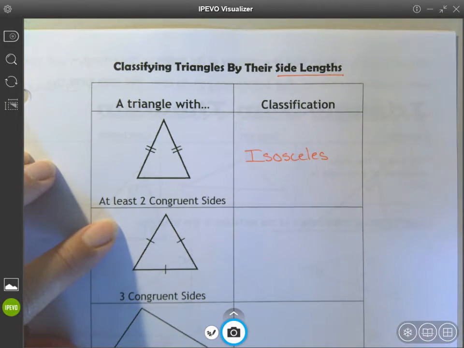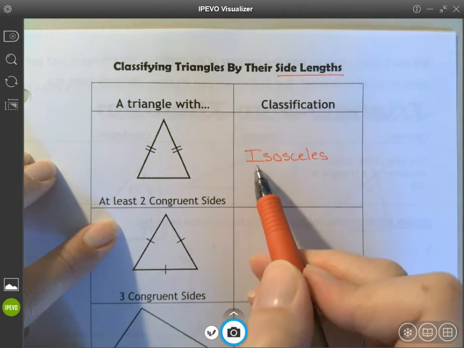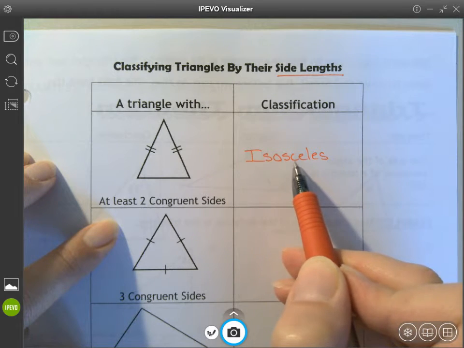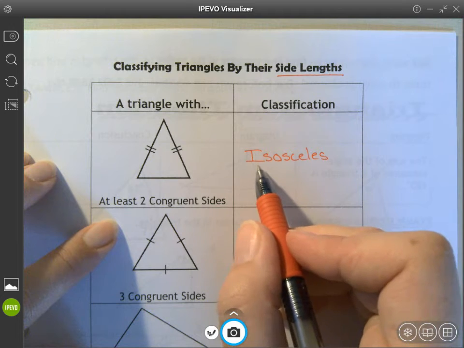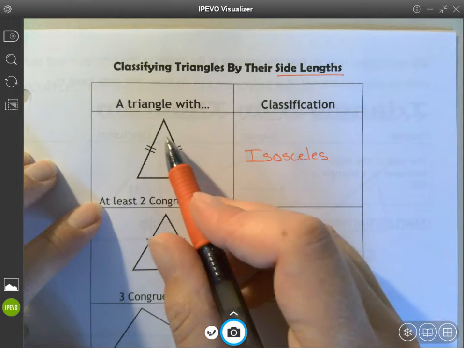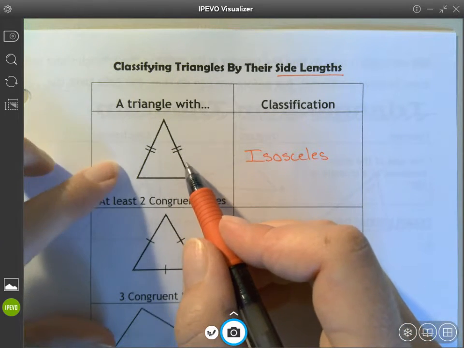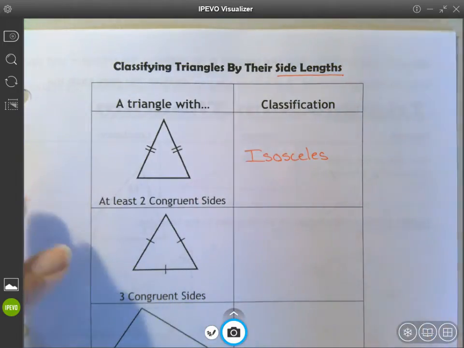I should stop trying to spell. Mess me up. I know. ISOS, and then it's Celes. I don't know. Maybe you think it's dumb. I remember that like ice cream cone. Doesn't that look like an upside down ice cream cone? You got the two equal sides, so isosceles, ice cream, whatever it takes.